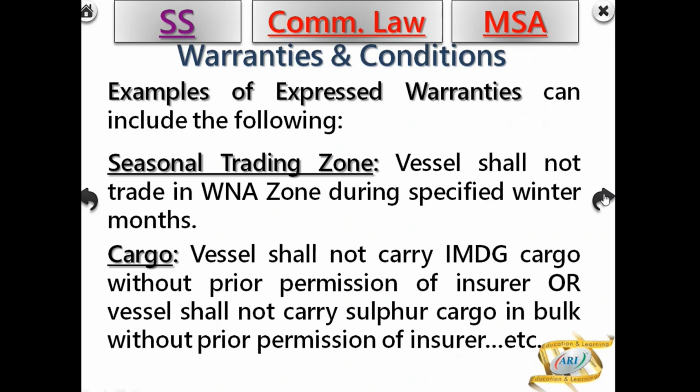Seasonal trading zone. One marine insurer can say the vessel shall not trade in the WNA zone during the specified winter months. Specified winter months, I think 1st November to 1st March, if I'm not mistaken. Simple reason, during the designated winter months in the WNA zone, the weather is perpetually very bad. Risk goes higher for the marine insurer. No, you are not going there.